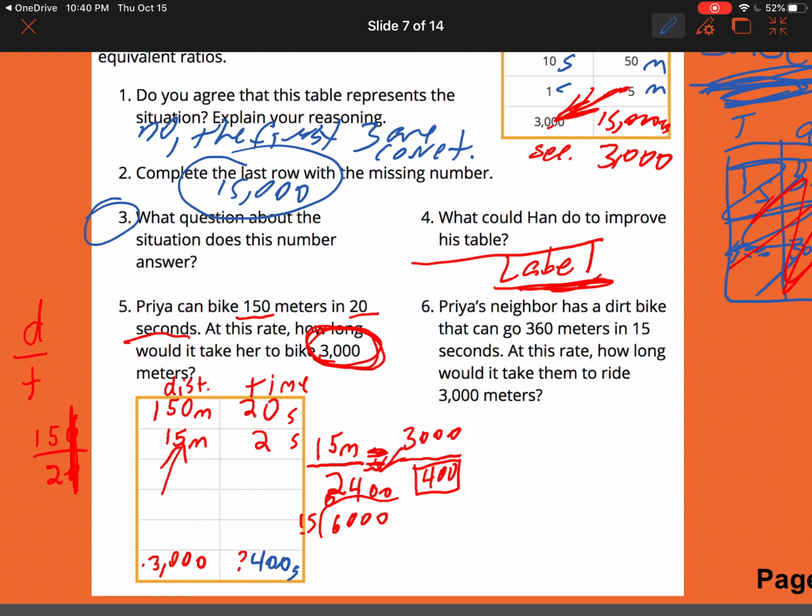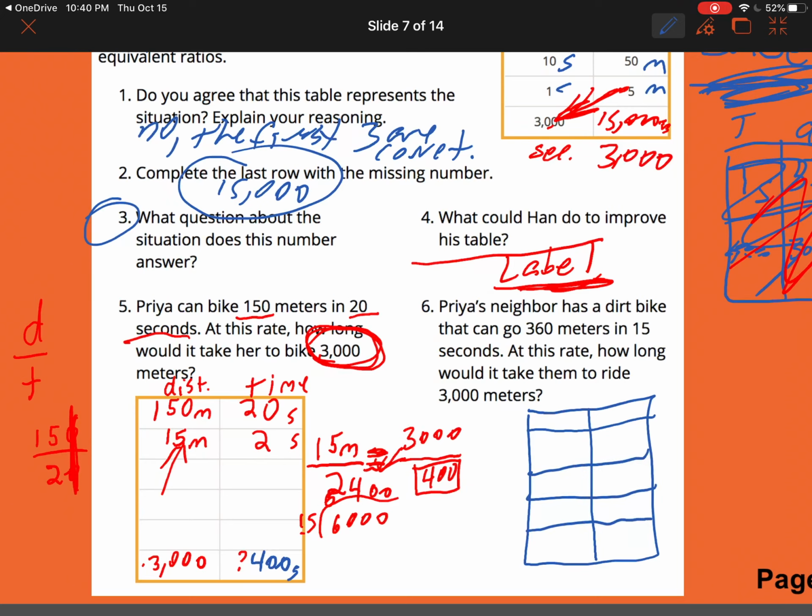Pri's neighbor has a dirt bike that can go 360 meters in 15 seconds. So again, we're going to create a table. What is the first thing we need to do? What was the mistake that we made? Well, not we didn't make, but Han made on his. He did not label it. So we always need to label our distance and our time. Distance and time.